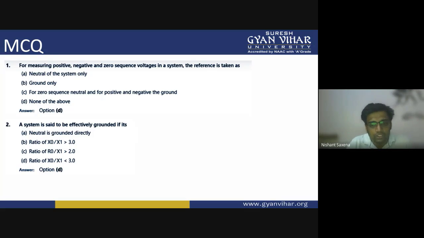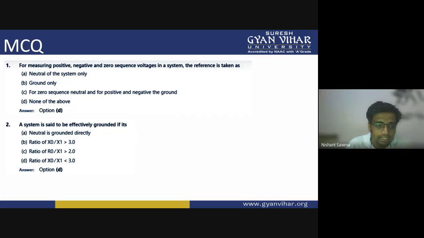Now let's see the MCQ for these. The very first question is, for measuring the positive, negative and zero sequence voltages in a system, what should be taken as the reference? The options are: the neutral of the system only, ground only, neutral for zero sequence and ground for positive and negative, and none of the above.